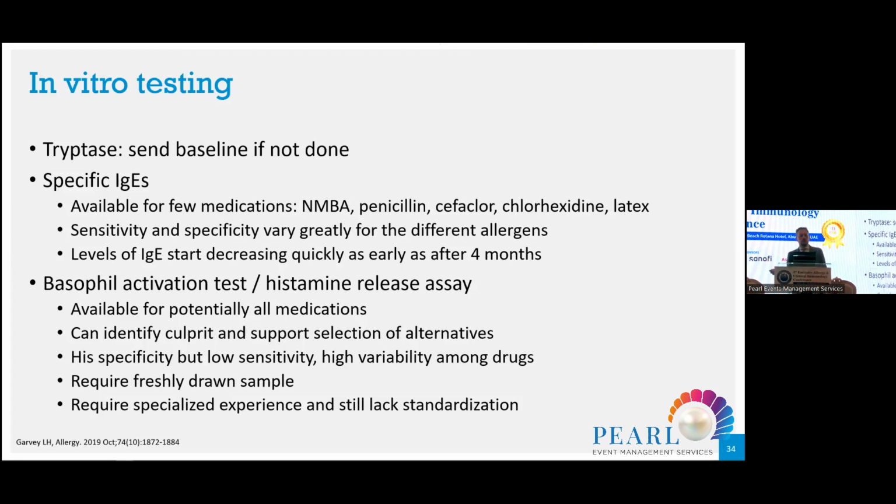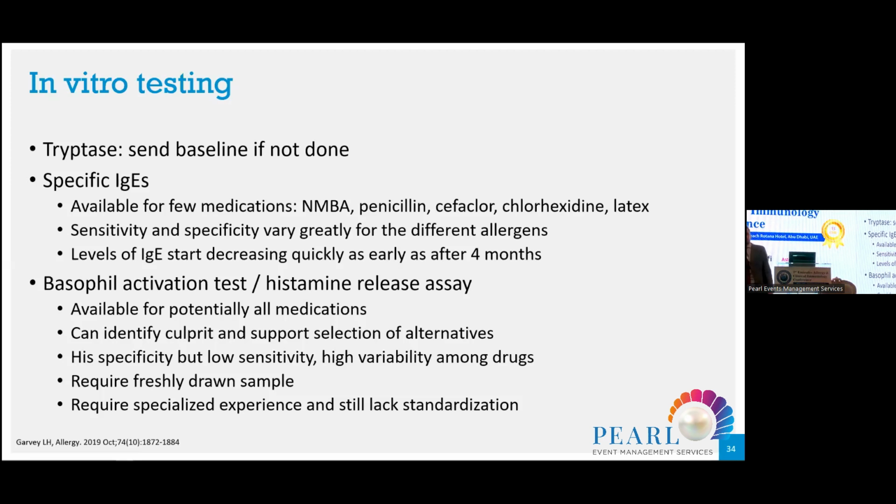So in vitro testing, we already said about tryptase. Specific IgEs are available only for a few selected drugs and not everywhere. Penicillin, so the penicillin IgE is there. Cefaclor is available. NMBA are available in certain places, as well as chlorhexidine. Chlorhexidine, for example, has a very good sensitivity and specificity, but it's not easy to get. We don't have it, for example, here.